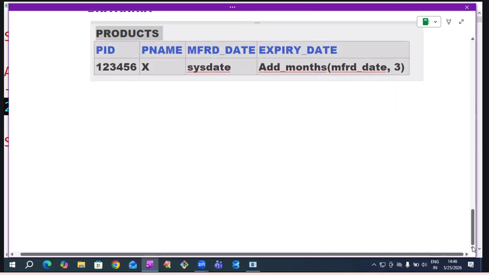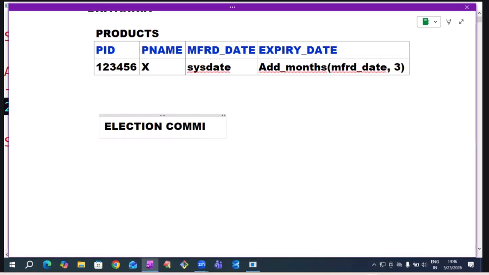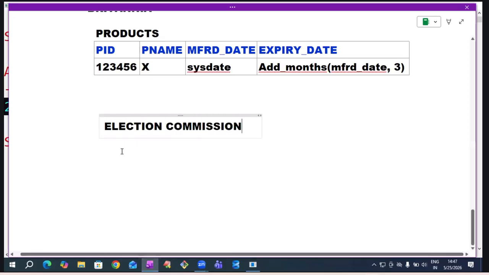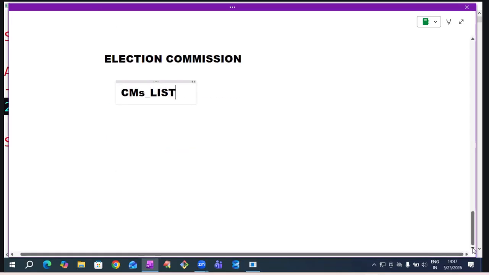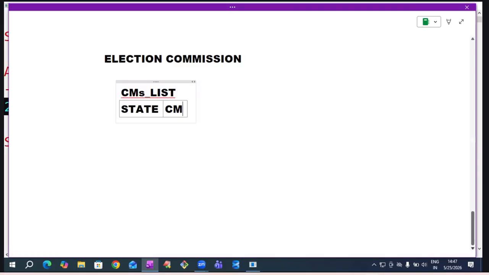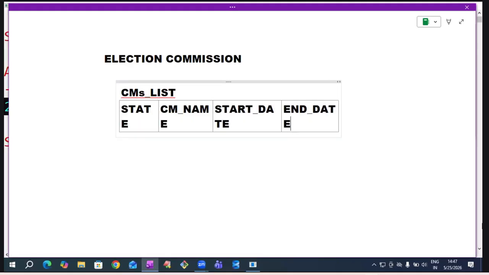Next. Our Indian Election Commission is maintaining all states CM's information. Our India government is maintaining all states CM's information like this: state, for that state who is the CM, when his term started, when his term will be ended, like this.